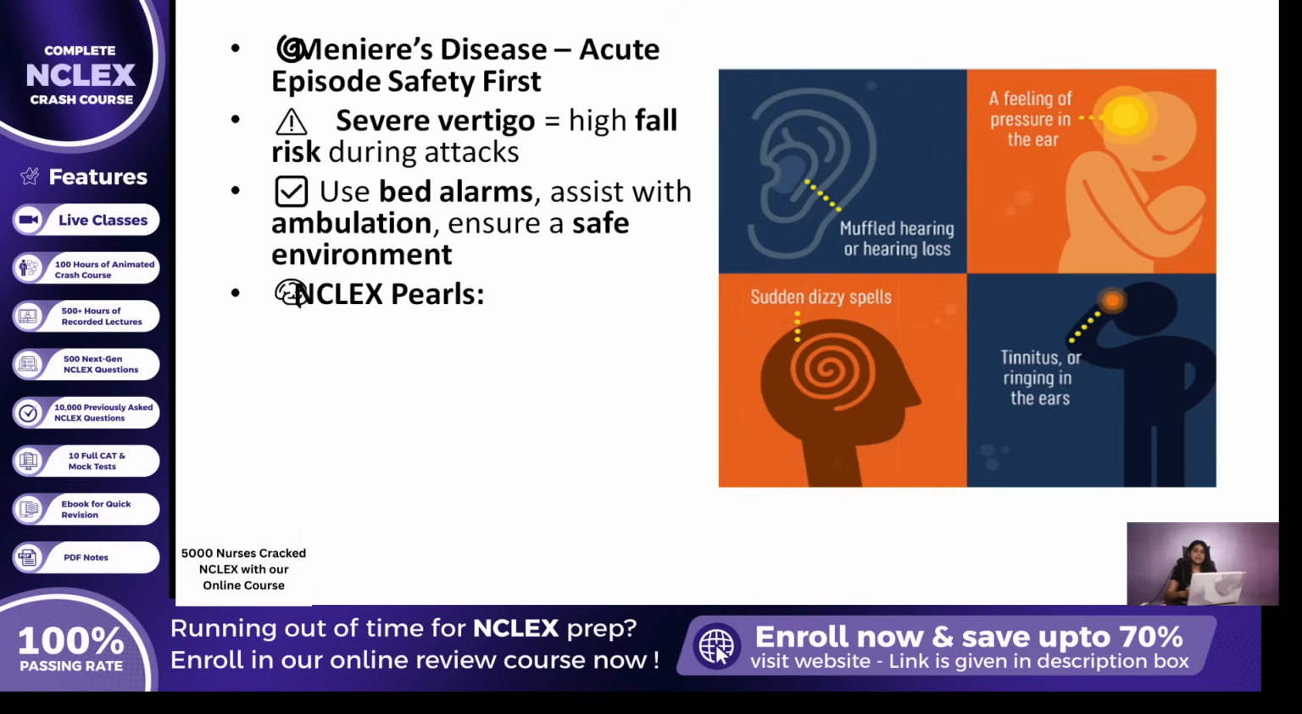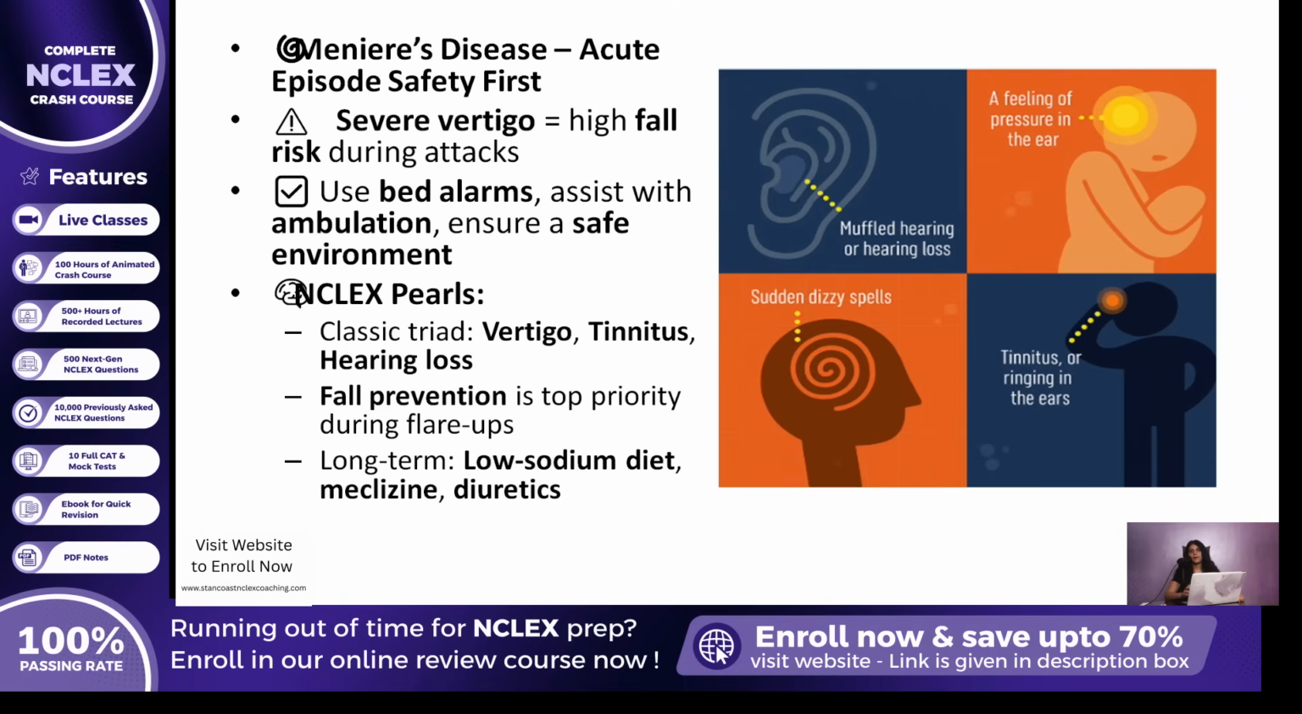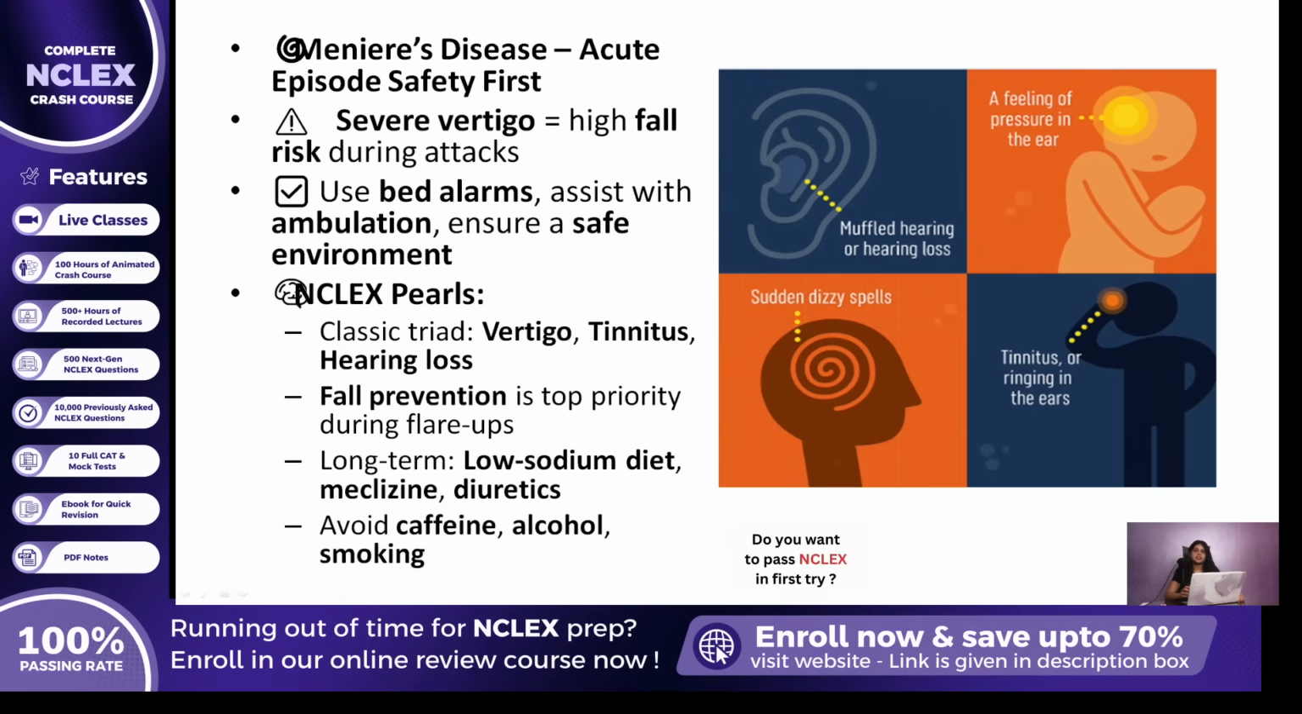Meniere's disease causes vertigo, tinnitus, and hearing loss. During flare-ups, fall prevention is the immediate priority. Long-term management includes a low-sodium diet, lifestyle modifications, and symptom control medications like meclizine or diuretics. Educate clients to avoid caffeine, alcohol, and smoking.